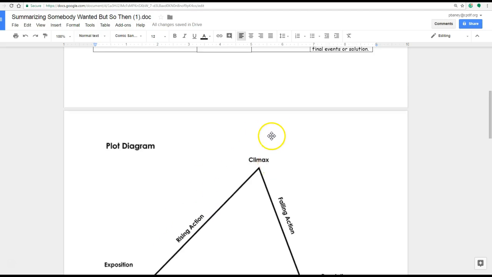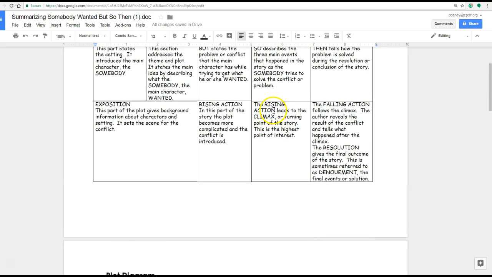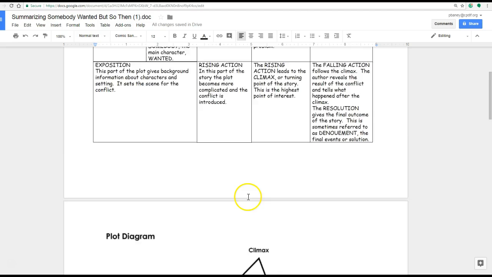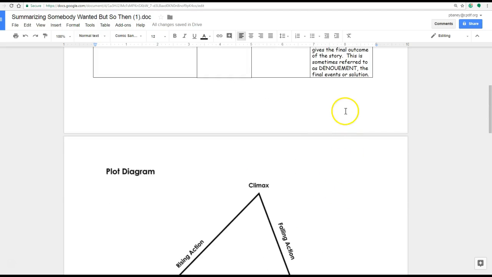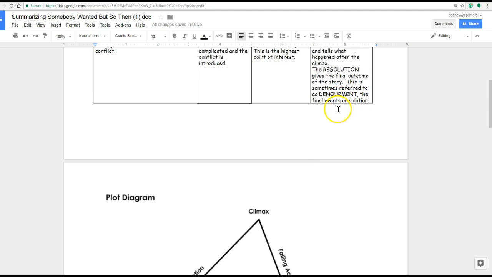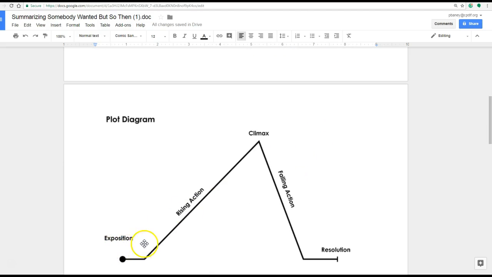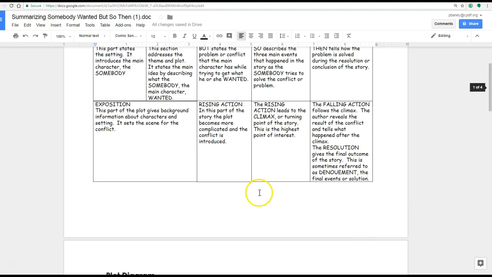Then finally we have the climax, and the climax comes from the rising action. This is the turning point of the story. This is the highest point. This is when the most cars get blown up and the most people die in films. Then we have what we call the falling action. And finally, we have the resolution, also known as the denouement. Now, what this means is that most stories, and not all stories follow exactly along, but if you think about most movies and most books, they follow right along with this.